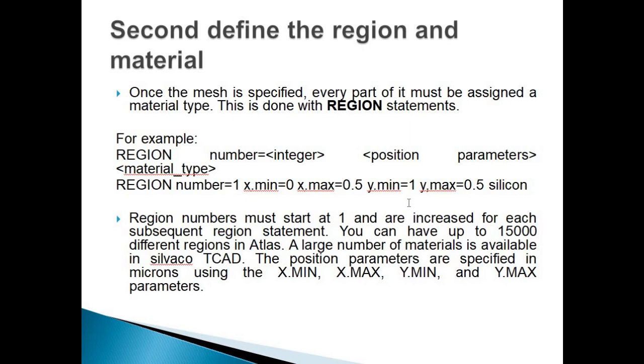If the position parameters of a new statement overlap those of the previous region statement, the overlapped area is assigned the material type of the new region statement. Make sure that materials are assigned to all mesh points in the structure. If this is not done, an error message will appear and Atlas will not run successfully. Next slide please.